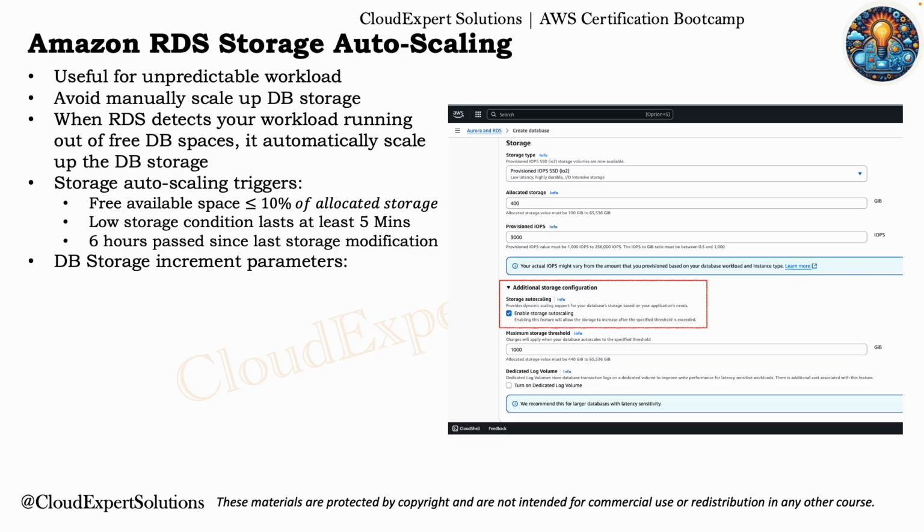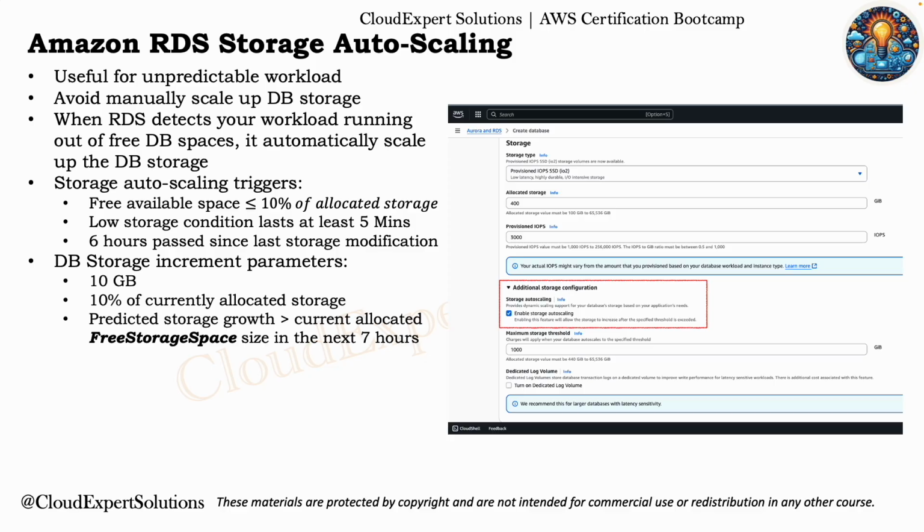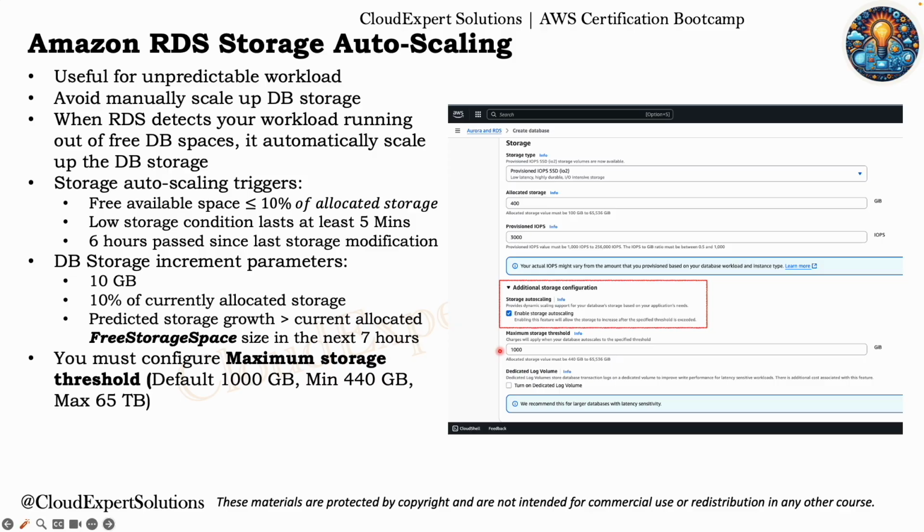In terms of incremented storage volume, it will increment either 10 GB or 10% of currently allocated storage, or predicted storage growth exceeding the current allocated storage size in the next 7 hours based on the free storage space metric, whichever is larger among these three conditions. While configuring storage autoscaling, you must configure a maximum storage threshold, and here are the settings. The default value is 1000 GB or 1 terabyte, with a minimum of 440 GB and a maximum of 65 terabytes.